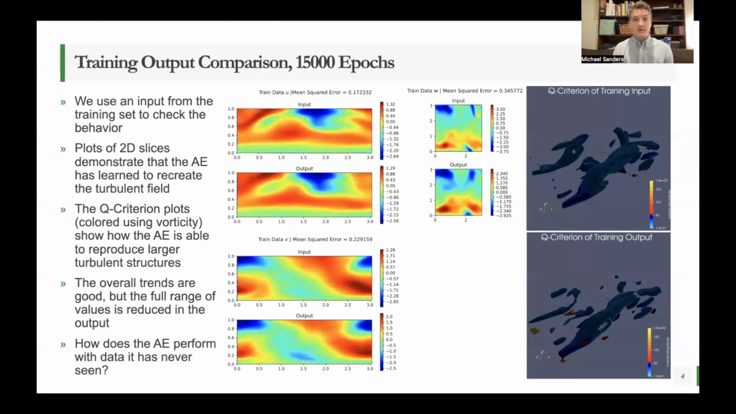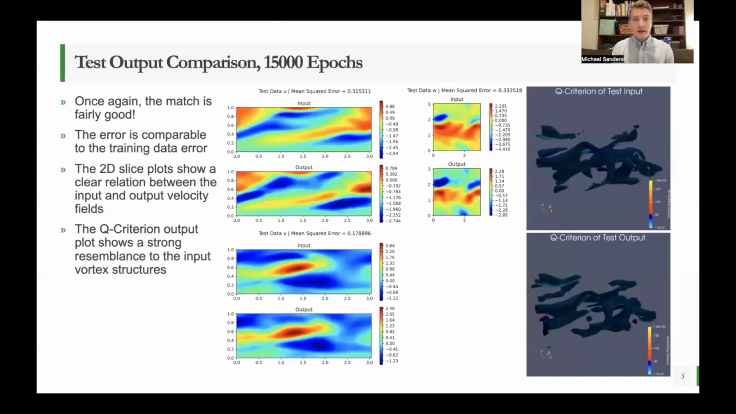But this is a bit of an unfair test because this is data that the neural network was used to train on. So we expect if the network is able to learn, it will represent this data well because it saw it many times during training. So now let's look at how it performs with data that it has never seen before. Here is test data, and once again, you can see that the match is fairly good. The overall error is of approximately the same order, 0.1, and the Q criterion plots show once again that the general turbulent structures are preserved.